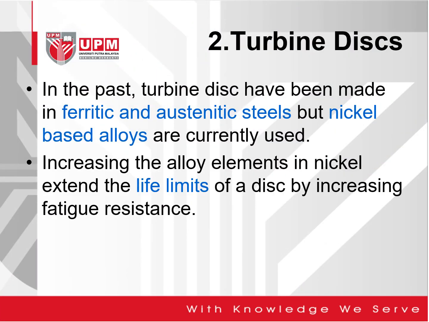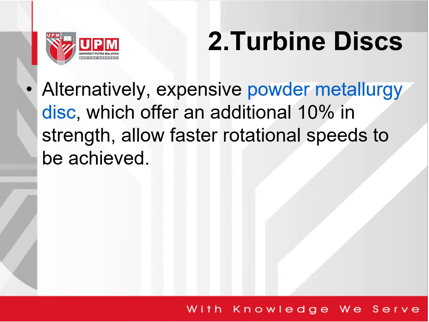In the past, turbine discs have been made in ferritic and austenitic steels, but nickel-based alloys are currently being used. Increasing the alloy elements in nickel extends the life limits of the disc by increasing fatigue resistance. Alternatively, expensive powder metallurgy discs, which offer an additional 10% of strength, allow faster rotational speeds to be achieved. So that can be used in a modern turbine disc.